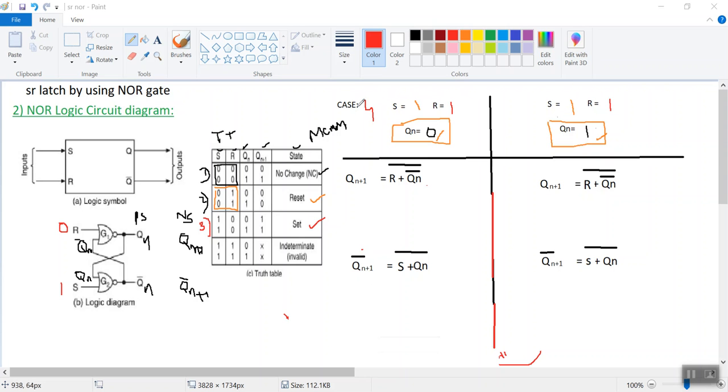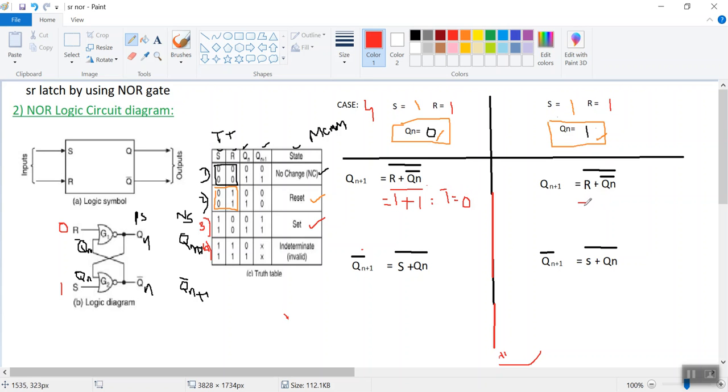So next we are moving to the case 4 condition. In case 4 we can say that R is equal to 1 and S is equal to 1, in both the cases. Here I considered S is equal to 1 and R is equal to 1, and Qn is equal to 0 in the first case and Qn is equal to 1 in the second case. Now let me substitute my values, R value as 1 and Qn value as 0. 0 complement is 1, 1 plus 1 whole bar. So 1 plus anything is 1. Therefore 1 complement, you are getting your resultant as 0.